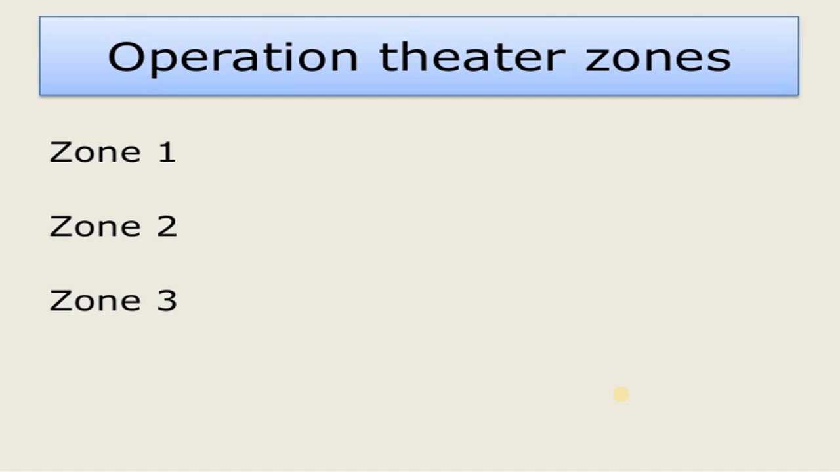Today we will discuss the operation theater zones. How many zones are there in the operation theater? There are three: zone first, zone second, and zone third. Zone first is also called the outer zone, zone second is also called the middle or intermediate zone, and the last one is the inner zone. First we will discuss zone first.